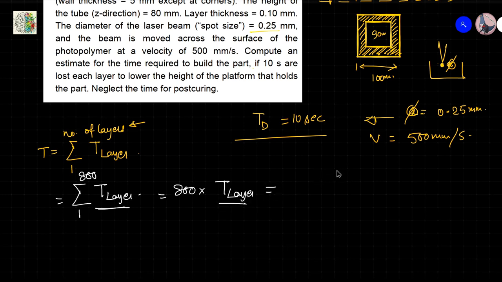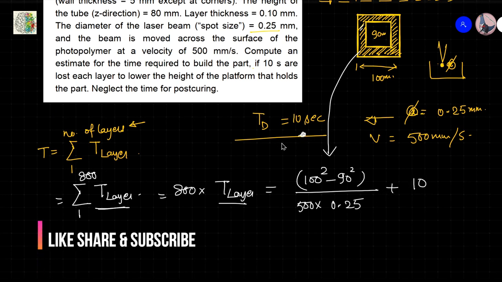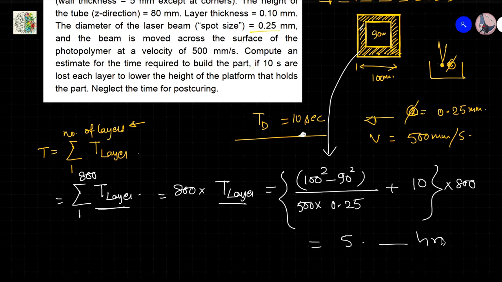How will you get time per layer? This is your area, what is being printed, so this is your 100 square minus 90 square. This is the shaded area, divided by velocity, which is 500, into this diameter, 0.25, plus delay, which is 10 seconds. And then you just have to multiply this entirely with 800. You will end up getting some 5 point something hours, and that will be your answer.